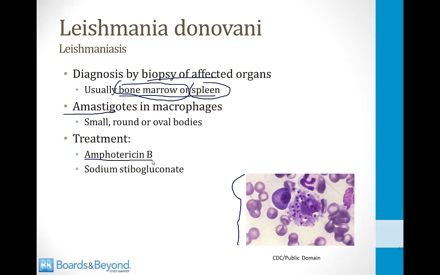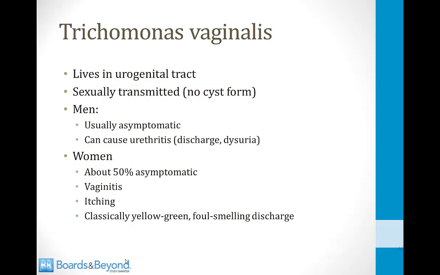There's also a unique drug used for Leishmania called sodium stibogluconate. The last protozoal infection we'll talk about is called Trichomonas vaginalis, and of all the infections in this module, this is the one you're most likely to see in actual clinical practice. Trichomonas lives in the urogenital tract and it is sexually transmitted. There's no cyst form that you can be exposed to in nature to get an infection with Trichomonas.